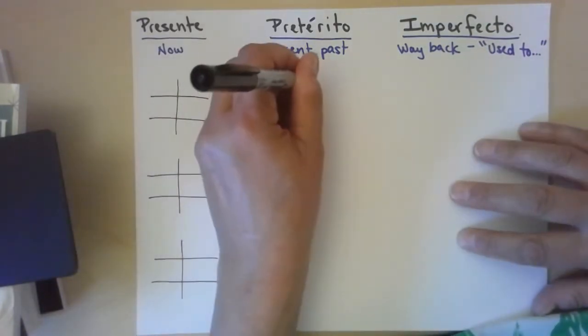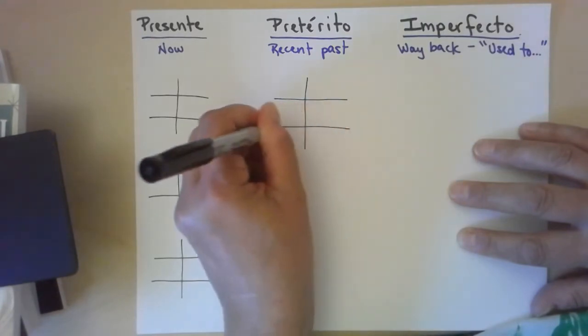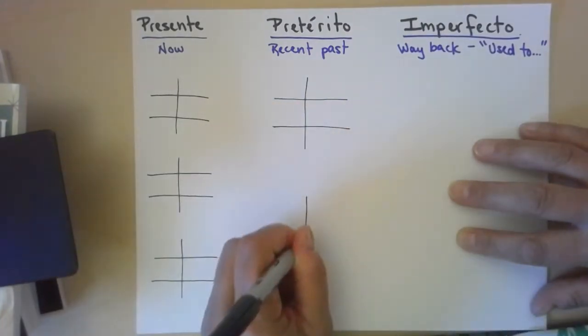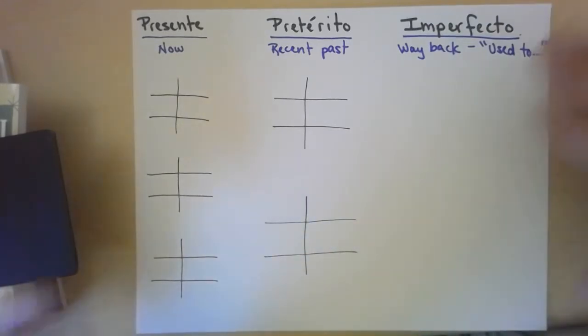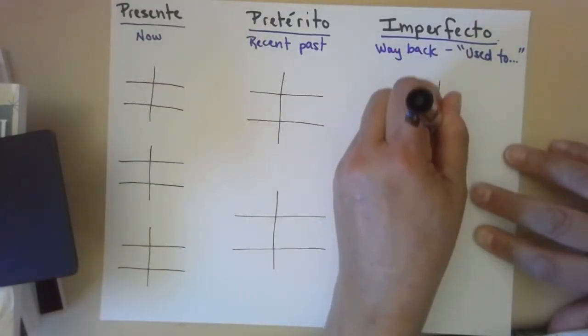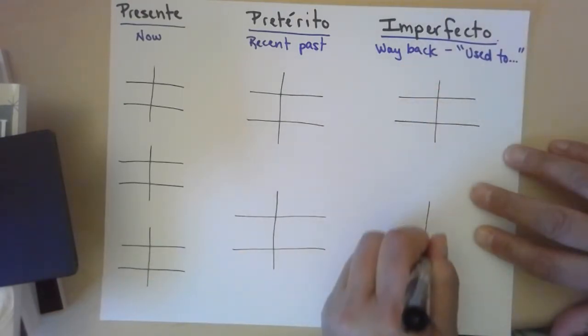Pretérito, the nice thing about pretérito is that we only have two forms. There is a downside to pretérito. There's a lot of irregulars, but we'll get through that. Let's just do the basic regular stuff. And imperfecto here también, okay? So let's do this.